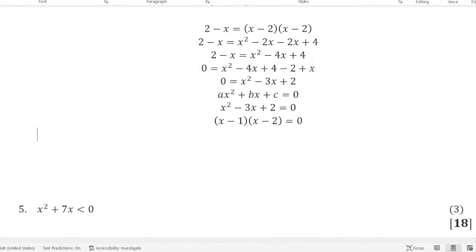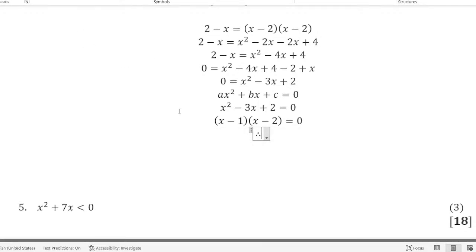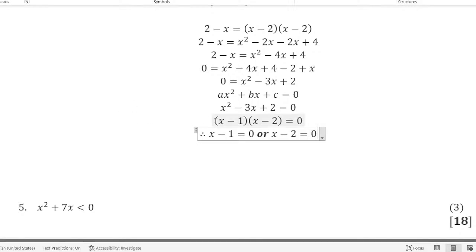Therefore x minus 1 is equal to 0, or x minus 2 is equal to 0. We're saying x minus 1 is equal to 0, or x minus 2 is equal to 0.